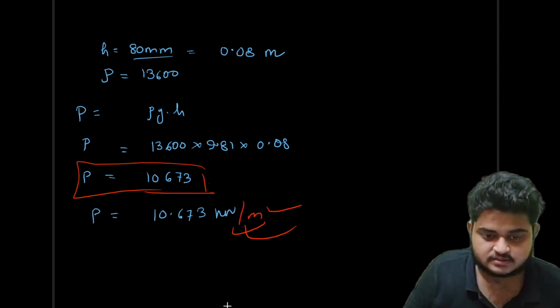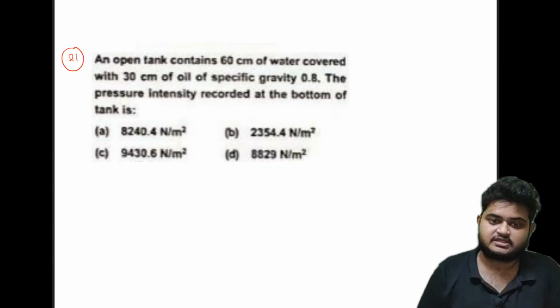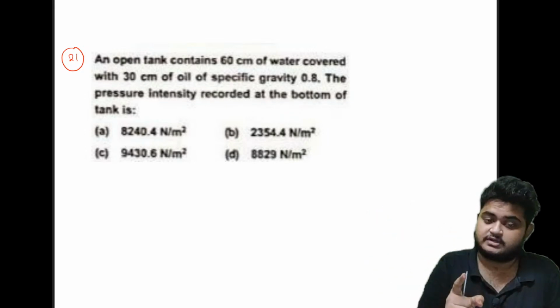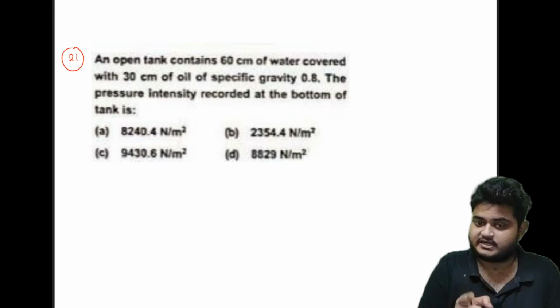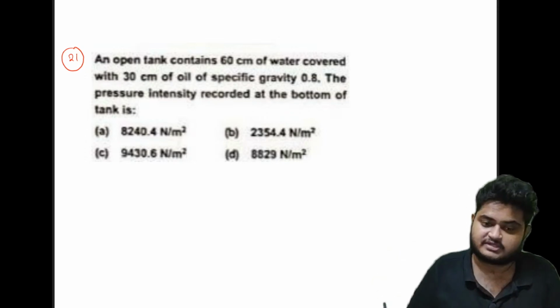I hope this is clear. Now let us go to the next question. An open tank contains 60 mm of water covered with 30 mm of oil. The specific gravity of the oil is given as 0.8, and the pressure intensity recorded at the bottom of the tank is asked.